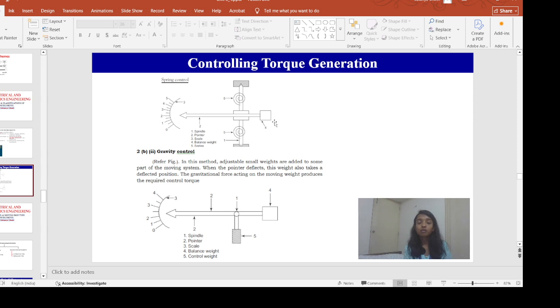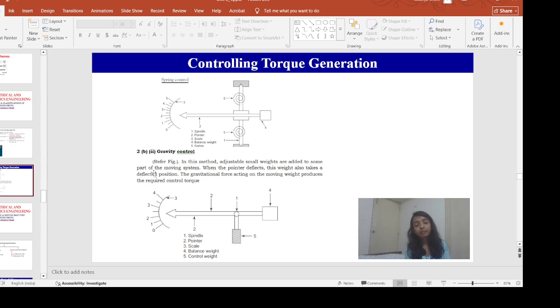Now when I am giving an input supply, the pointer is getting deflected from its initial position toward the full scale value. But at that time, since this spring is also attached to the pointer, the spring will get twisted and it will try to bring back this pointer from its full scale value to the initial position. So this is how, using the spring control technique, we can generate the controlling torque.